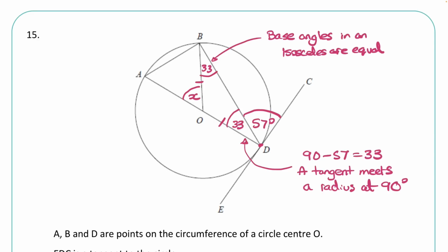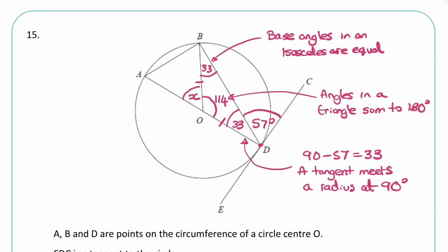We can now find this missing angle in the triangle, just here. So we can add together 33 add 33 and take that away from 180. So 180 take away 66 is 114. So this one here is 114. We've already written down quite a lot of reasons here, but it does say give every reason. So I'm going to give every reason. So this one here was because angles in a triangle sum to 180 degrees. You can add up to 180 degrees as well.